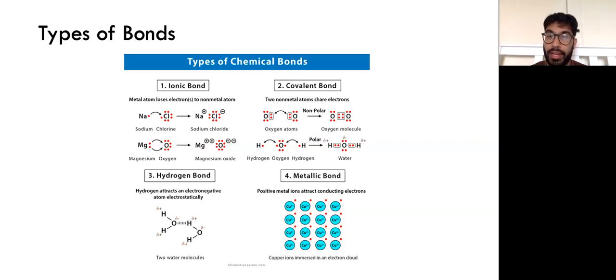And then you have your metallic bond, which is positive metal ions attracting electrons. So it's just a sea of positively charged ions and a sea of electron cloud. You probably see those in metals, conducting metals.